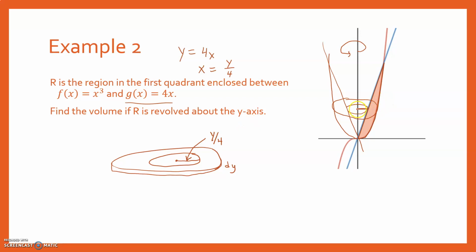And then the outside radius is going to be the distance out from the y-axis to the cubic function. But again, we want an x-coordinate for that radius, so we're going to solve this for x. So x is going to be the cube root of y. So the outside radius is y to the 1/3.